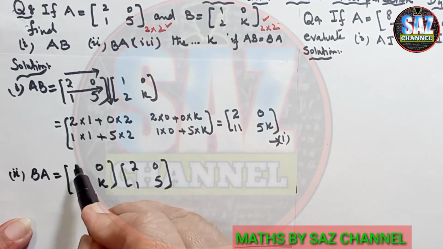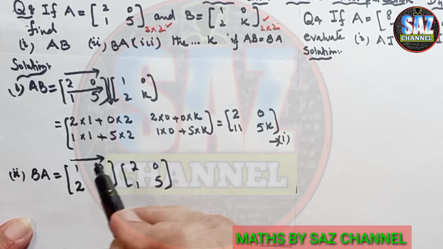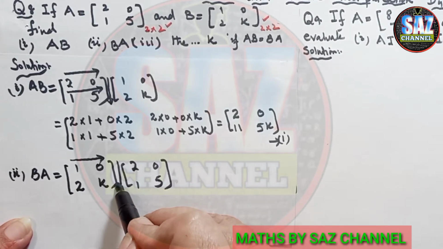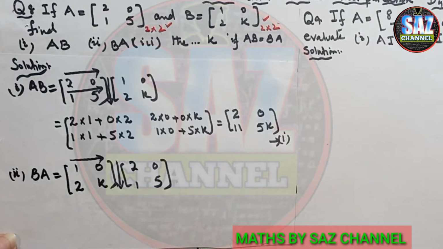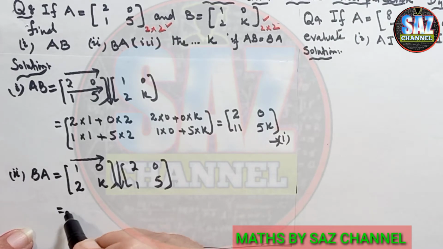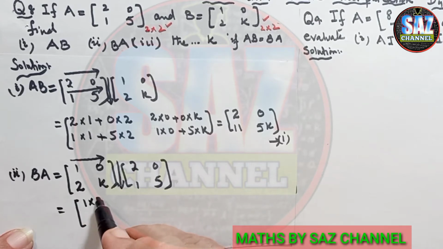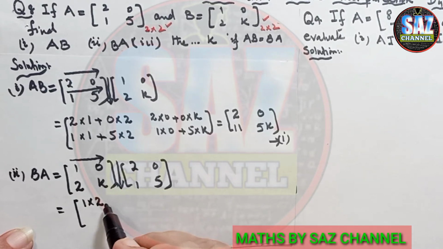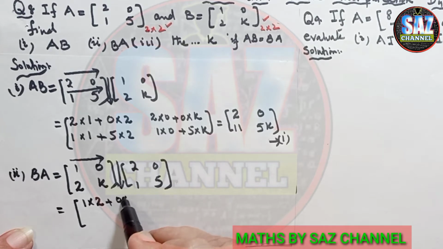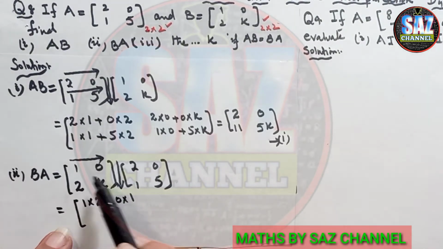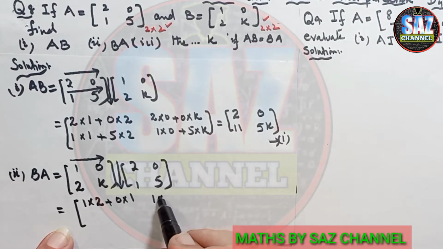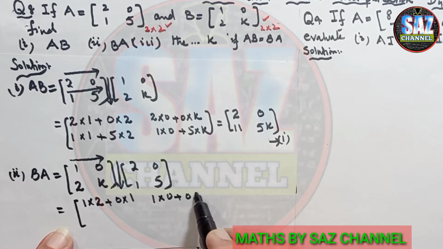Again I pick up the first row of the first matrix and repeat it with all the columns of the second matrix until the second matrix is exhausted, and then I repeat the process with the second row of the first matrix. Now 1 multiplied by 2 plus 0 multiplied by 1. Coming to the second column, 1 multiplied by 0 plus 0 multiplied by 5. Okay, and now let me close the bracket.